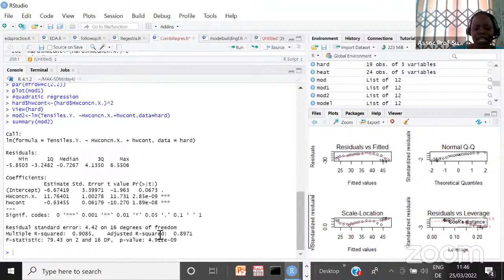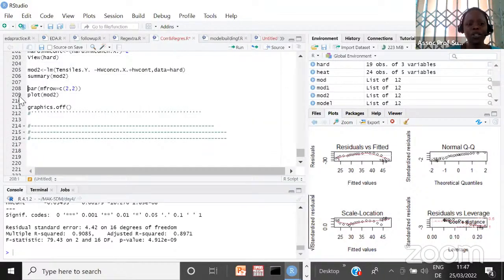If we look at adjusted R squared, you remember that the other time our amount of variability explained was just 30%. But in this case, the amount of variability explained is 89.7%, indicating that the variability explained in tensile strength by the model has actually improved by about 50%. So now we have a better model using the adjusted R squared criterion. So let's look at the plots. How have the plots improved?